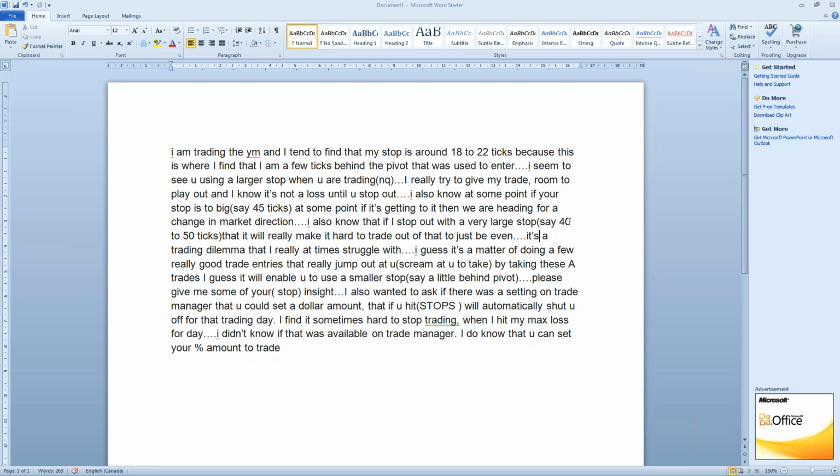getting to it, then we are heading for a change in market direction. I also know that if you stop out of a very large stop, say 40 to 50 ticks, it will really make it hard to trade out of that just to be even. It's a trading dilemma that I really at times struggle with.